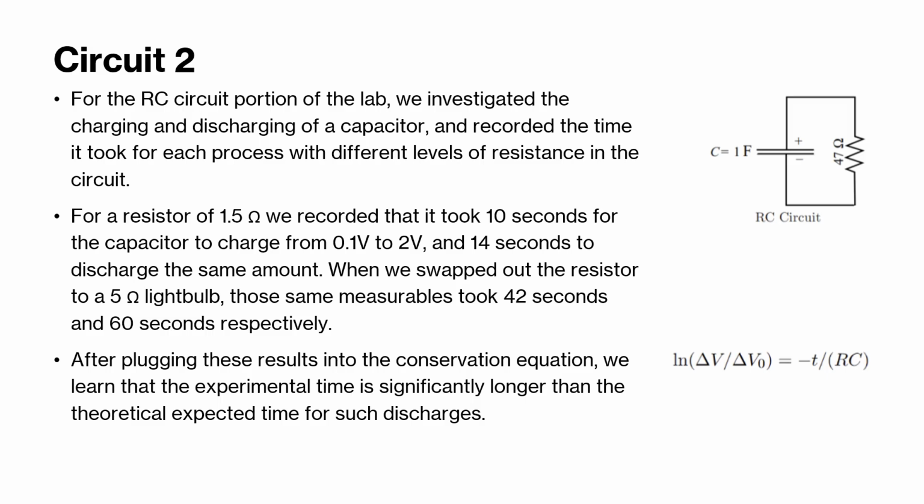When we swapped out the resistor for a 5 ohm light bulb, those same measurables took 42 seconds and 60 seconds, respectively. After plugging these results into the conservation equation, we learned that the experimental time is significantly longer than the theoretical expected time for such discharges. This is the conservation equation I was talking about that we put it into, and this is a little diagram of the setup we were working with for the RC circuit.